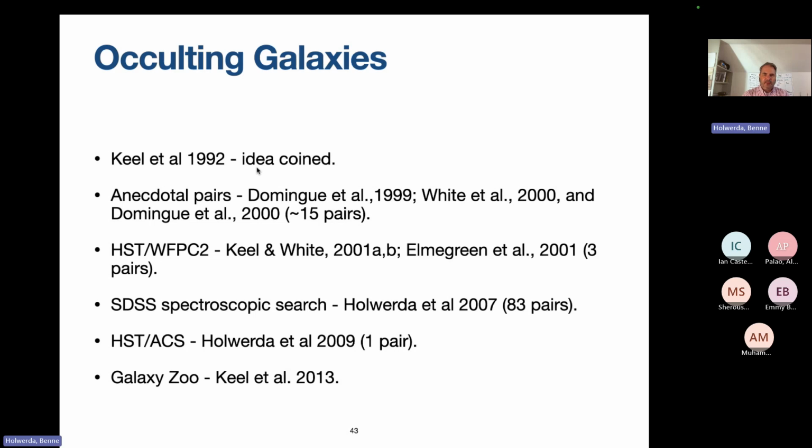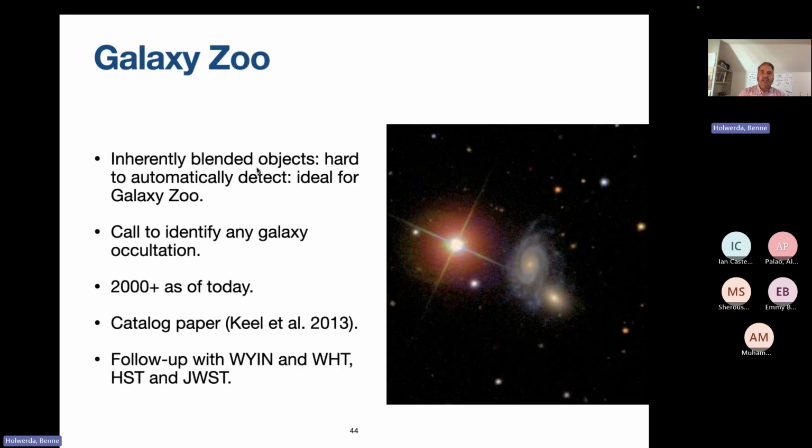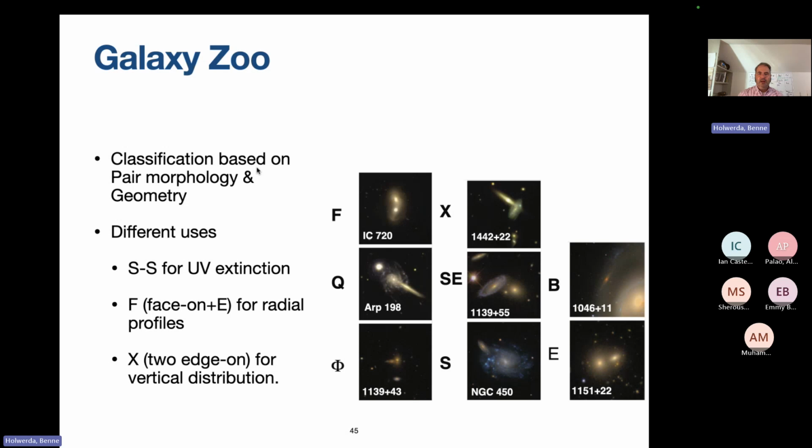This is supposed to animate, and it doesn't show. So with Galaxy Zoo, these are hard to find otherwise. They're blended. They're often the same thing in the catalog. They don't actually have separate catalog entries. 2,000 of these things were found by the Galaxy Zoo. The catalog paper is in 2013. We're now working on a second one. In fact, I was hoping to work with Ian on a follow-up catalog this way. And so we've been following up with Hubble, HST, and JWST.